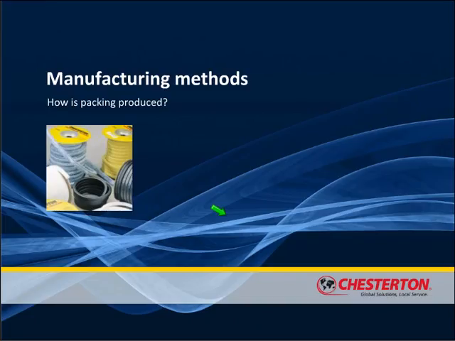Alright, so that is basically the end of this session of the level 1 packing course. Next time we're going to continue and talk about how packing is selected. So how do you select the packing? And we're also going to talk about the different types of packing that Chesterton has. So we're going to talk about the core program of packings in the next session.